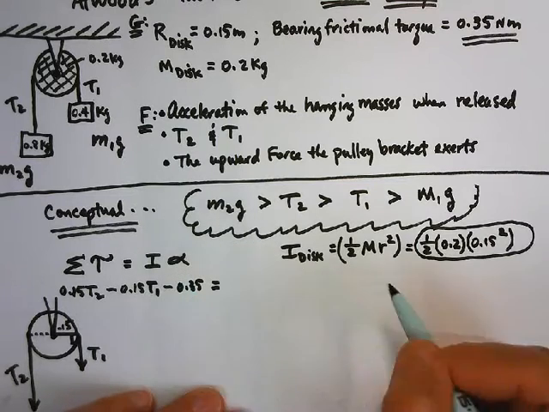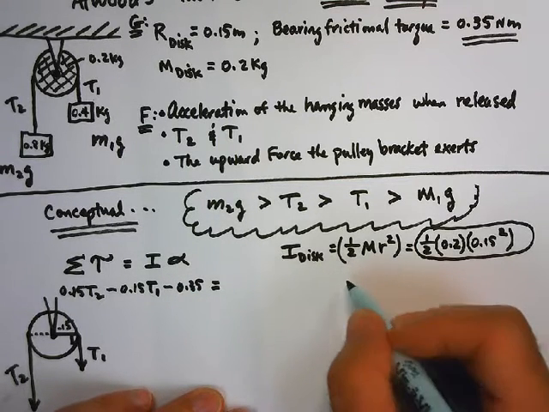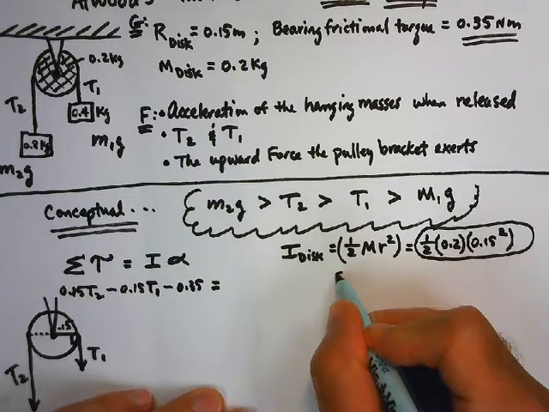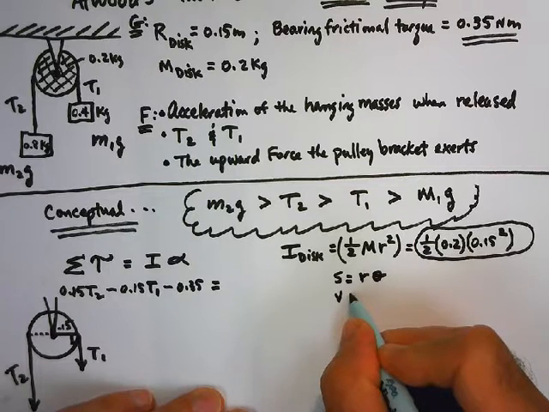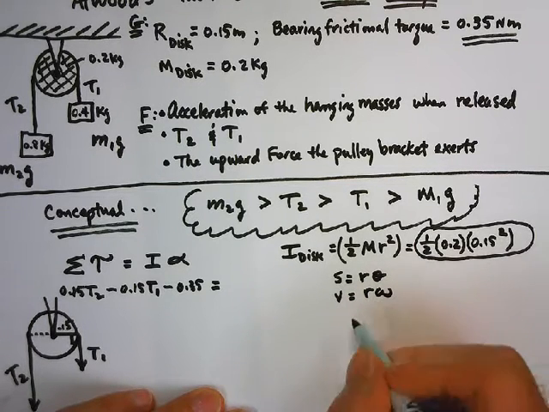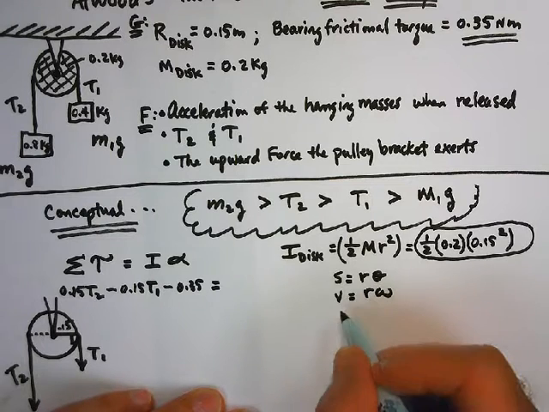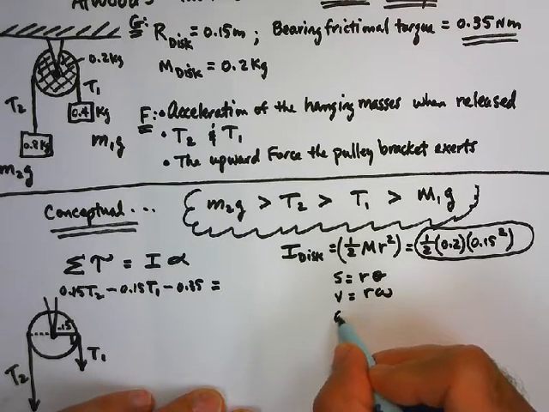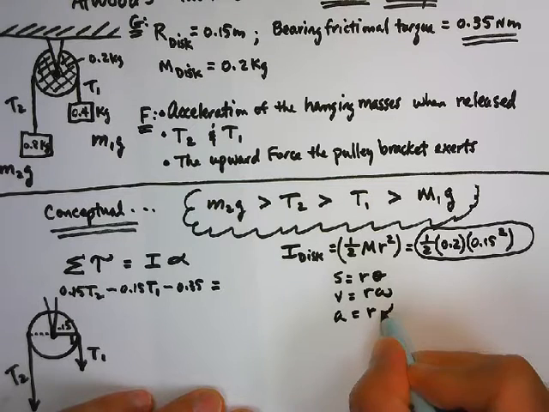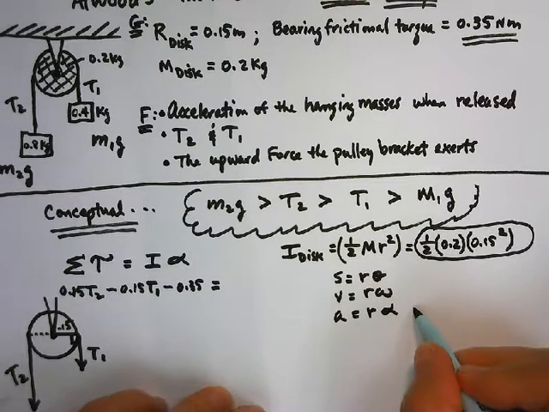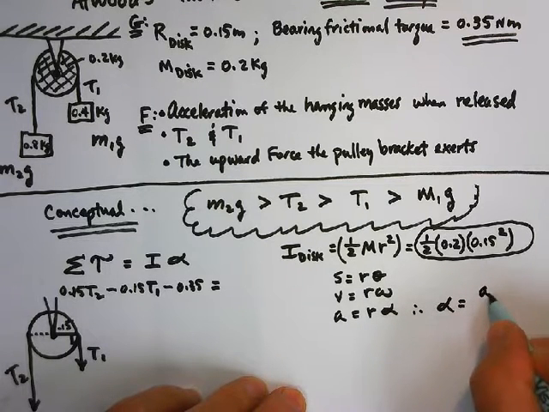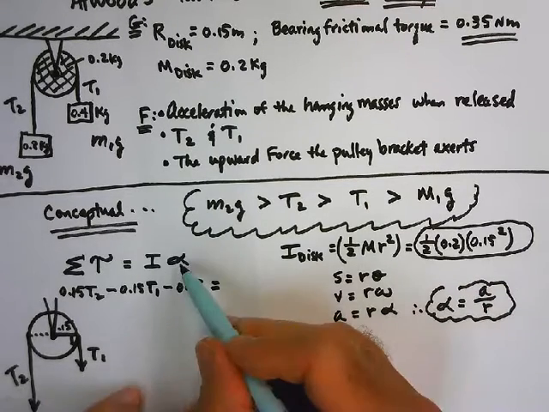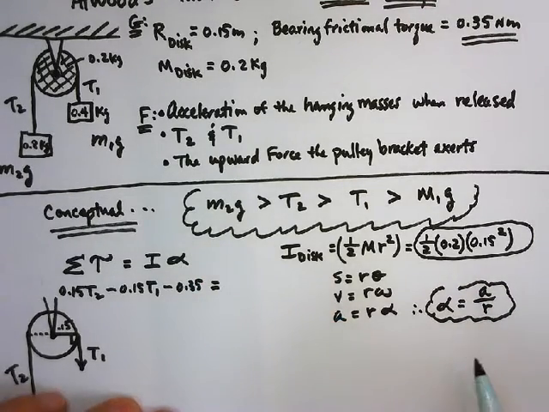Okay, we also know what alpha is. According to our unit circle, we know that S equals R theta. If we divide both sides by T, we get V equals R omega. And if we divide both sides by T again, we get the linear acceleration equals R alpha, the angular acceleration. So if we rearrange that, we get alpha equals A over R. So this is an important thing that we can substitute in for alpha right here. Okay?